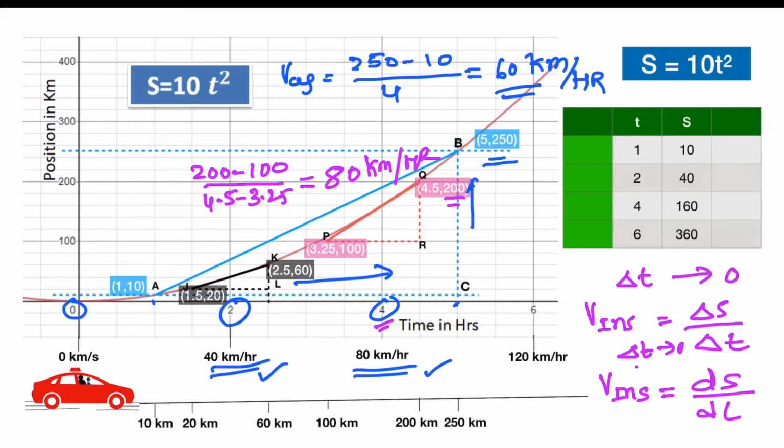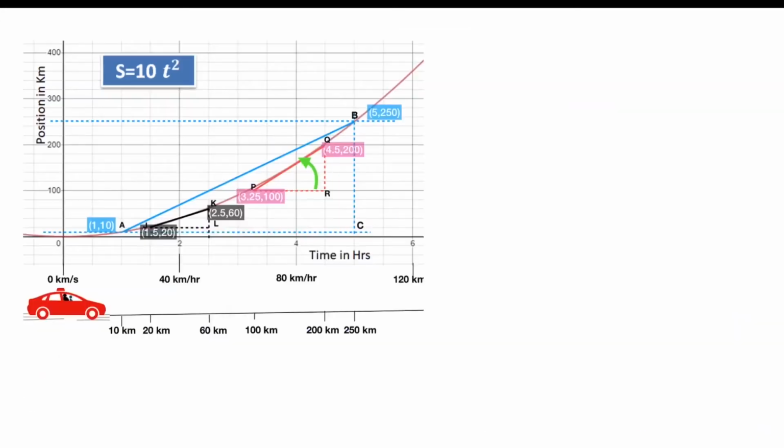Now the same thing we can find by using calculus, the derivative, whatever we talked about here. I will take s here, which is 10t square. And if I differentiate this s with respect to t, I get the instantaneous velocity, which is ds by dt, and this becomes 20t.